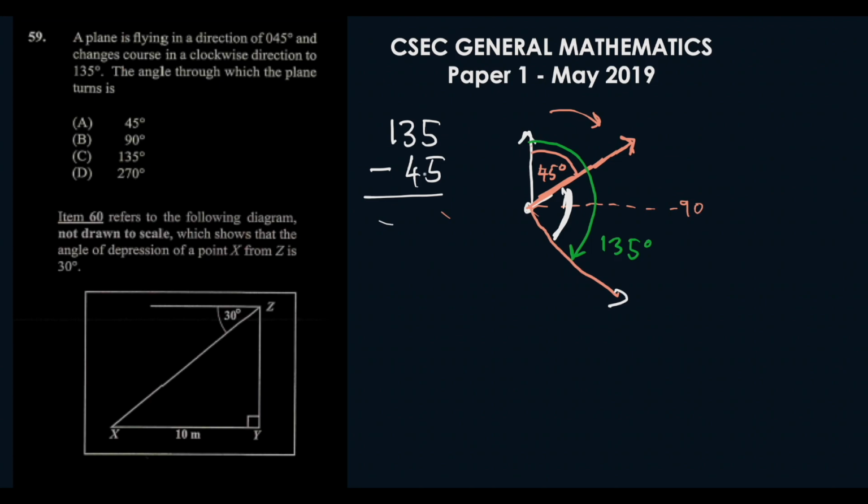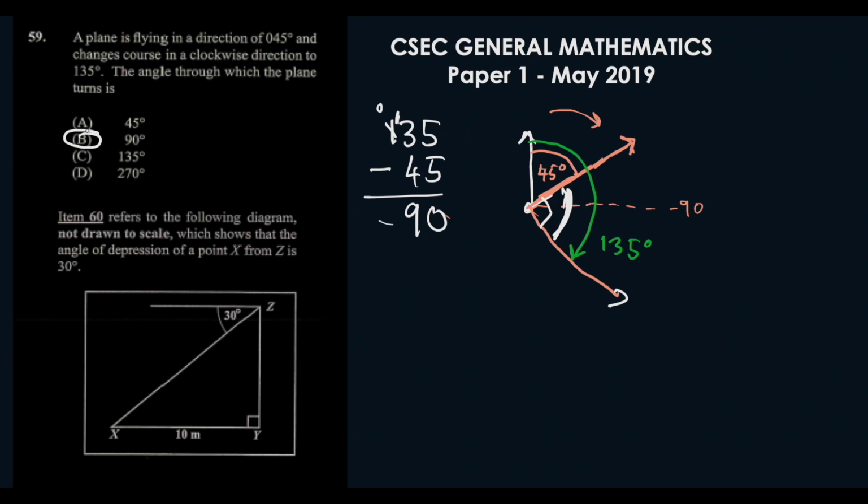So all you had to do was subtract this and you get the difference. You could kind of visually see how much this is already. So 5 take away 5, 0. Now 3, we can't do that, so we borrow from this. 13 take away 4, 9. So the answer is 90 degrees.